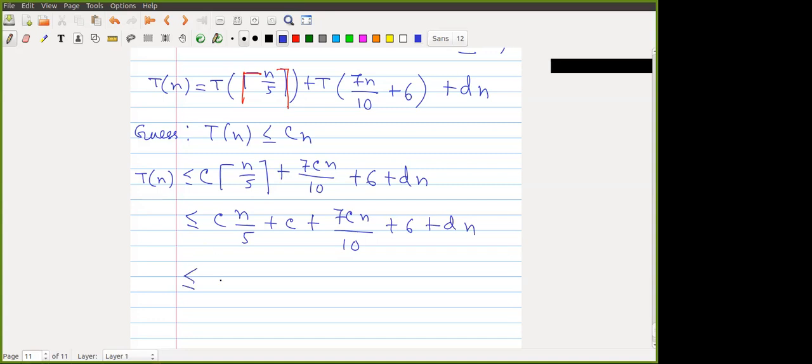If you do these calculations, maybe I'll write it small so I can fit it on the paper. So this becomes 9Cn by 10 plus 7C plus Dn. Now, as before, I want to prove it is less than or equal to our original Cn, and we want to find some relation between C and D, right? So this is our goal.